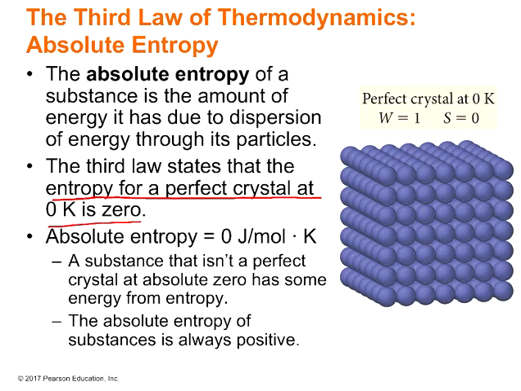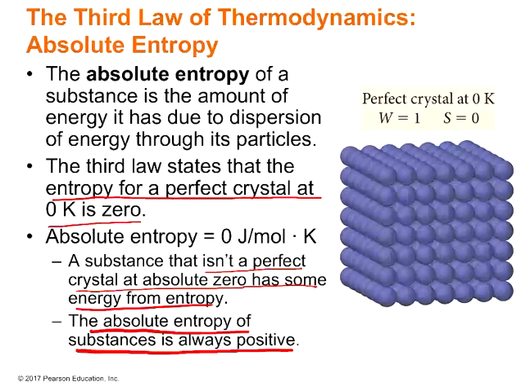However, not everything is going to form what we call a perfect crystal at 0 Kelvin. So a substance that isn't a perfect crystal at absolute 0 does have some energy from entropy. But we're typically considering temperatures above 0 Kelvin, so just keep in mind that the absolute entropy of substances is always positive.